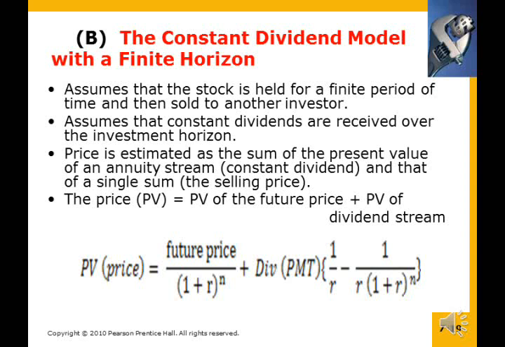Okay? In this case, the price of the stock, or the present value of the stock, is the sum of two parts. The first part is the present value of the dividends that I will take as an investor for a specific period of time, and the second part is the future price that I will sell the stock at in the future.